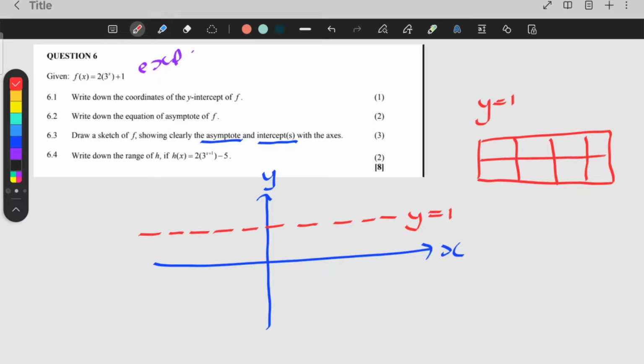So what we can do is, we can do a quick table. You put your x values there, your y values there. You make your x's negative 1, 0, and 1, and you sub it in. So now let's write our function down.